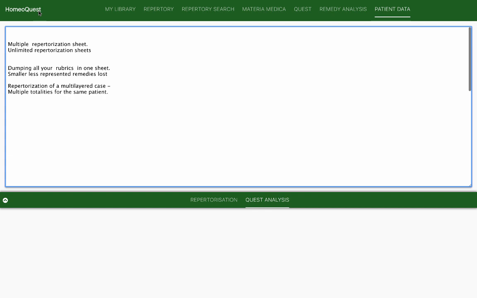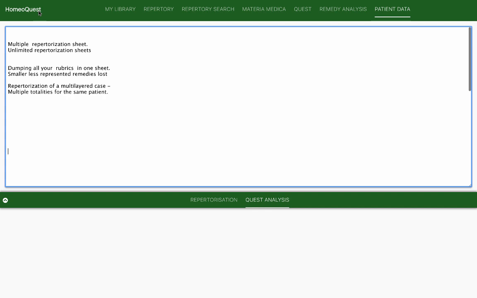We're now looking at some advanced repertorization strategies, and today I want to focus on multi-repertorizations, or using multiple repertorization sheets. If you realize, most of the repertory experts, gurus, teachers will discourage you from dumping all your rubrics in one repertorization sheet. Now, there's a reason for that. And in HomeoQuest, you can have as many repertorizations as you wish. There are no limitations to how many clipboards or how many repertorization sheets you can create, right?